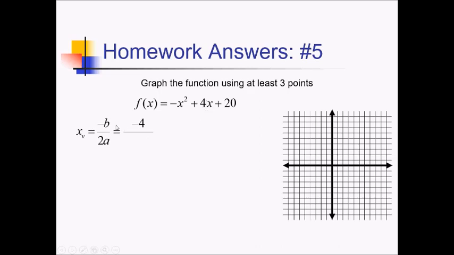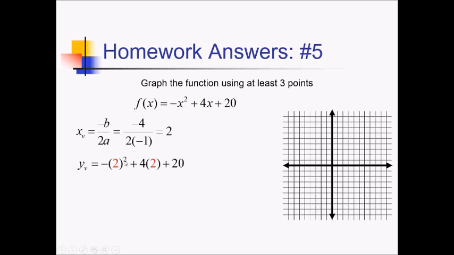So I have negative 4 over 2 times, and this is an a value here of negative 1. We have an invisible 1 there. So this is negative 4 over negative 2, which is positive 2. I need a y value for my vertex as well, so I'll plug this x value into the equation for x, and whatever I get back is the y value of the vertex.